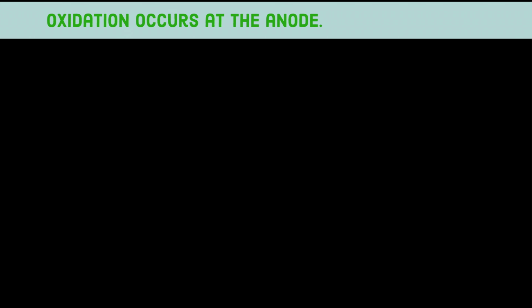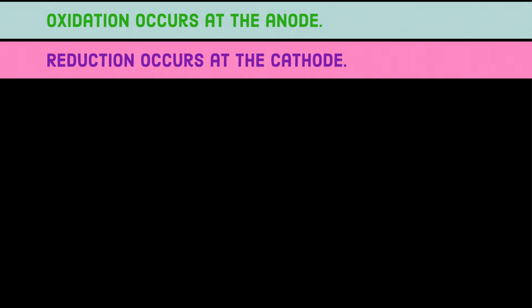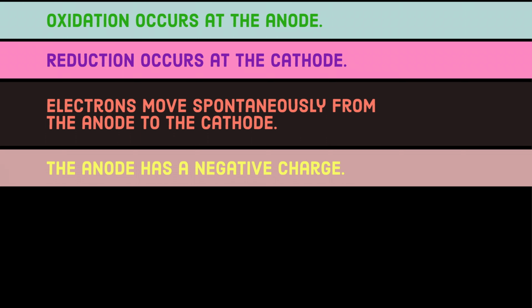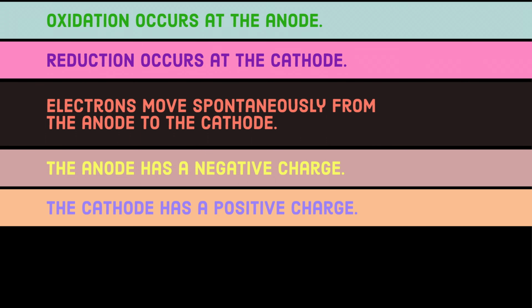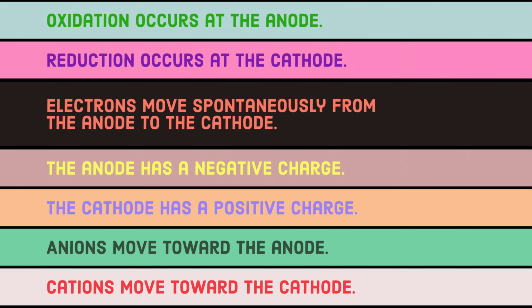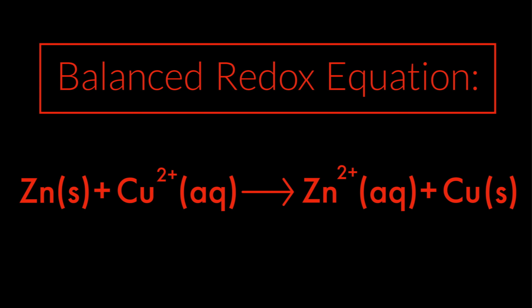Oxidation occurs at the anode. Reduction occurs at the cathode. Electrons move spontaneously from anode to cathode. The anode has a negative charge. The cathode has a positive charge. Anions move toward the anode. Cations move toward the cathode. The balanced redox equation for this example is solid zinc and aqueous copper ion reacts to form aqueous zinc ion and solid copper.